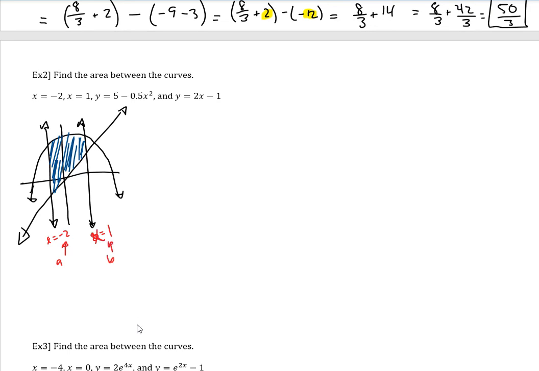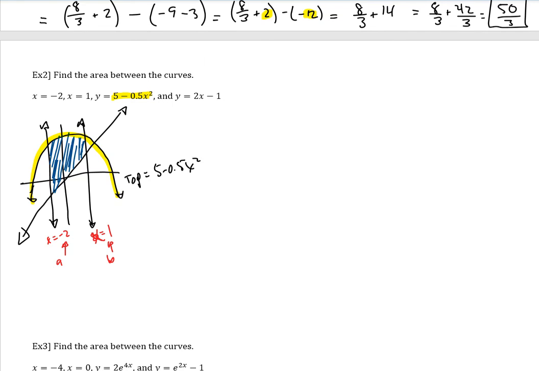That's really the b, though, is the 1. And then we could kind of see what the function is that's top. So it looks like our parabola is the top function. So we have top equals 5 minus 0.5x squared.